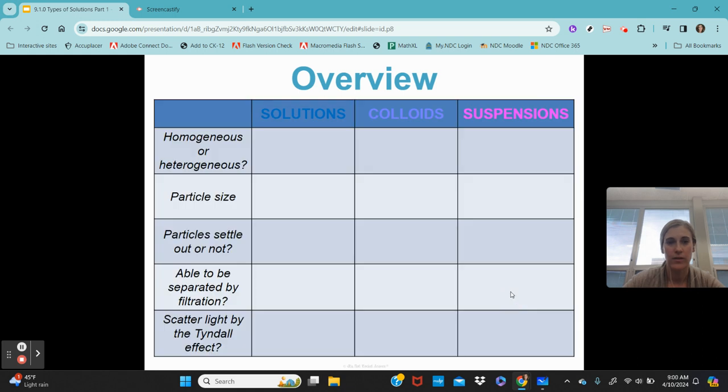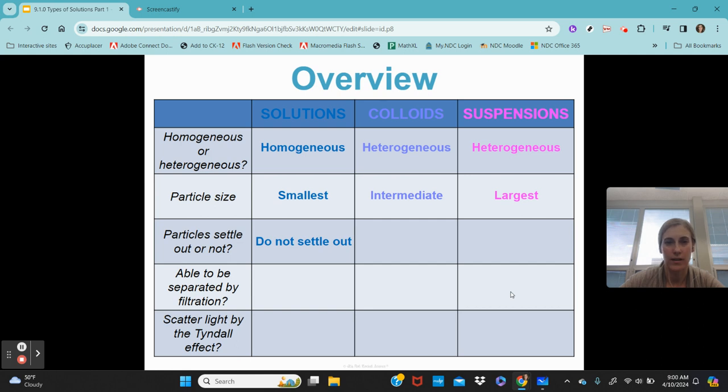So here's an overview of just the difference between solutions, colloids, and suspensions. Solutions are homogeneous. Colloids we'll consider heterogeneous, even though they look homogeneous. And then suspensions definitely heterogeneous. Particle size, small, medium, and large. Particles settle out. They do not in solutions or colloids, but they do in suspensions. And then as far as if we're able to separate by filtration, we cannot do that with solutions or colloids, but definitely suspensions. And finally, the Tyndall effect is just going to affect colloids and I guess sometimes suspensions.